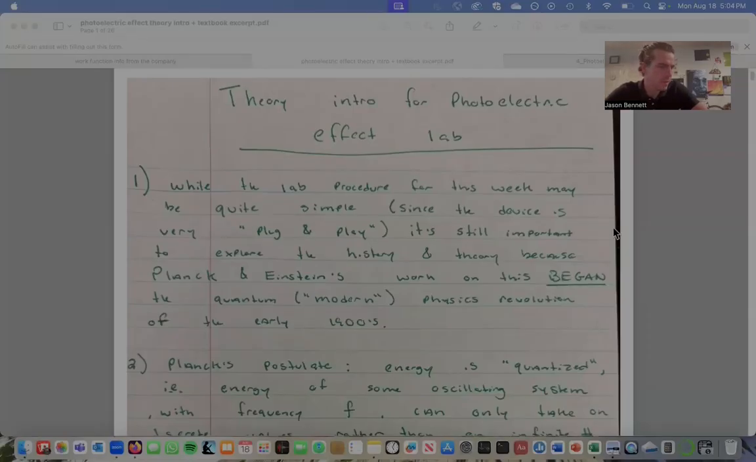This week's lab, I should really stop saying this week's lab. It's just kind of built in. You could be doing another lab this week. This week's lab is photoelectric effect.